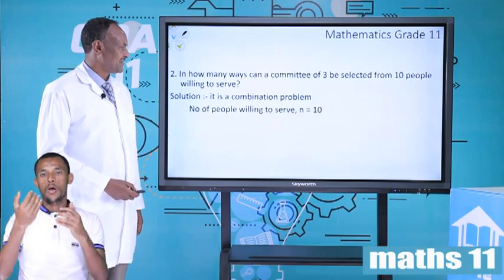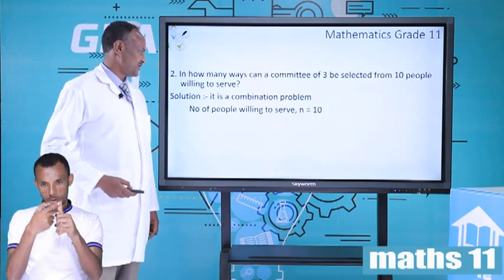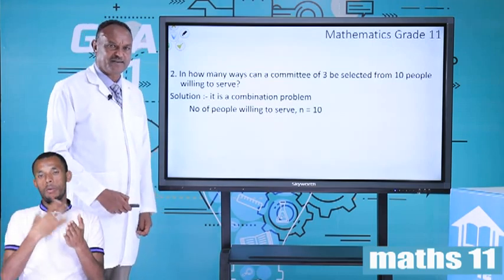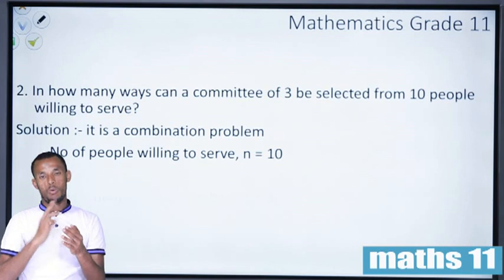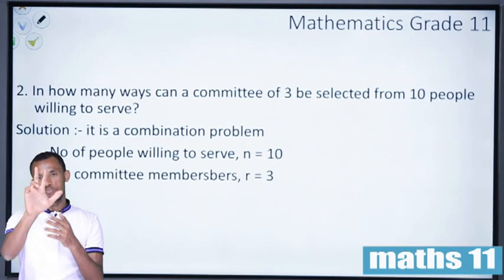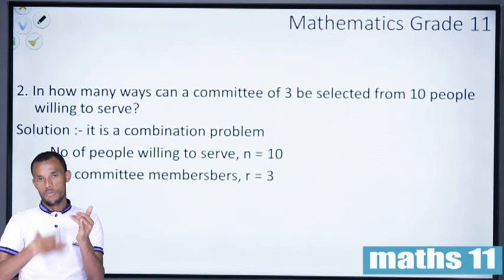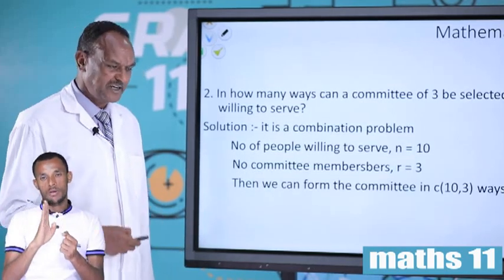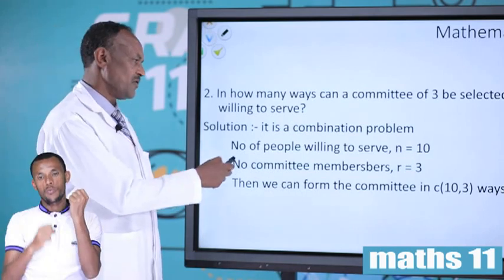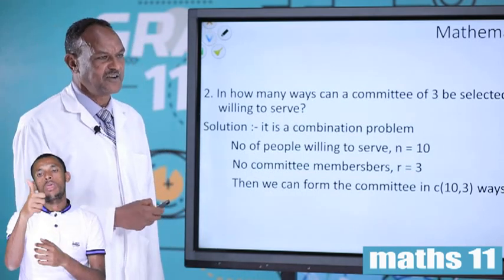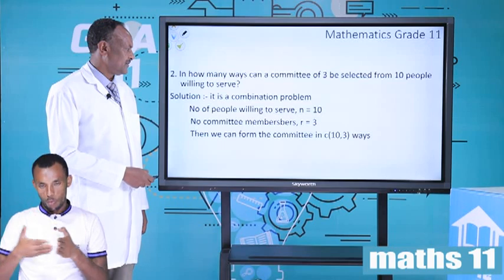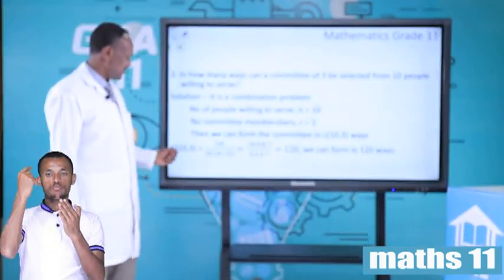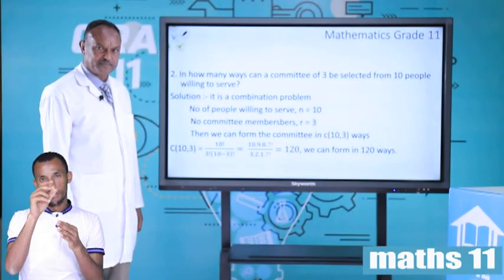So how do you do it? First, how many members are in the group who like to serve on a committee? We are given 10. But we need to form a committee with 3 members. So this committee can be formed in the combination of 10,3 different ways. When this is evaluated using the previous discussion, the combination of 10,3.